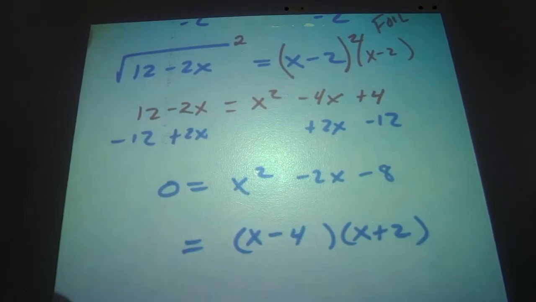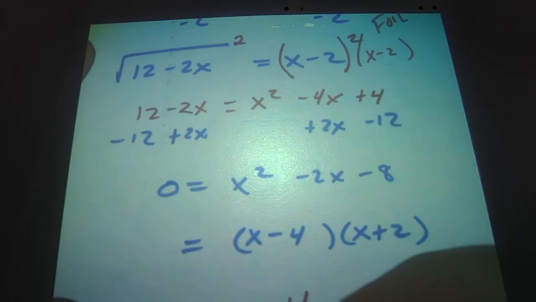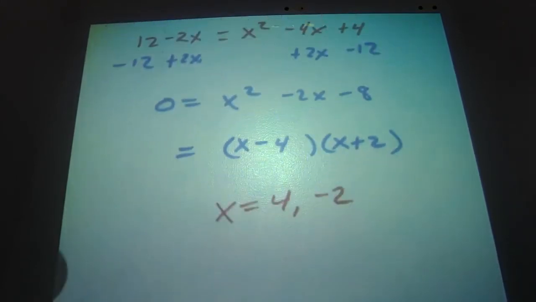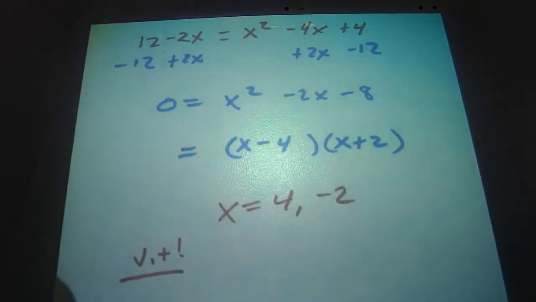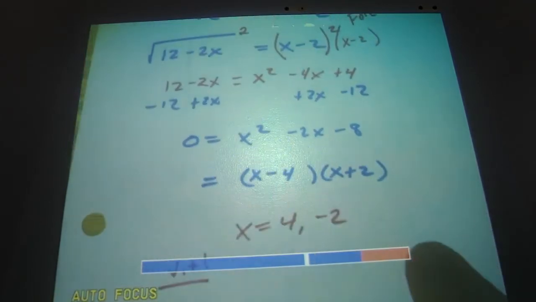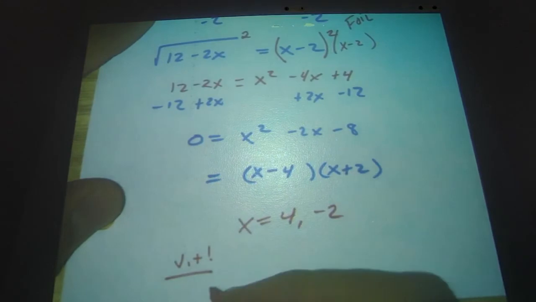Oh, man. All right, my potential solutions: +4, -2. And Mr. Gotch always says, hey, check it. Make sure it works out. Can you guys guess which one's not going to work? -2. Yep. -2 doesn't work. Okay. I would plug it into this one. I'll write that for our notes so you guys can see it.